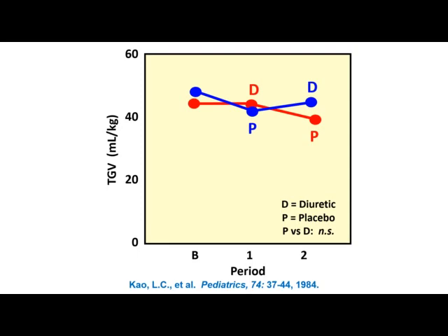So this is thoracic gas volume. And what's plotted here again is that one group did placebo first, then diuretic. The other group did diuretic first, then placebo. There really is no effect of diuretic.